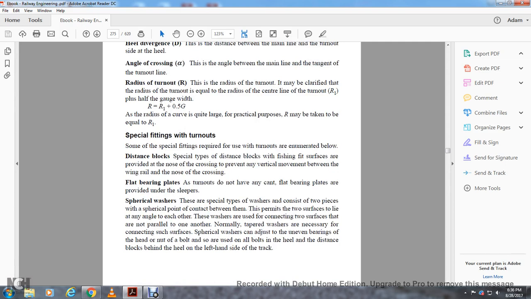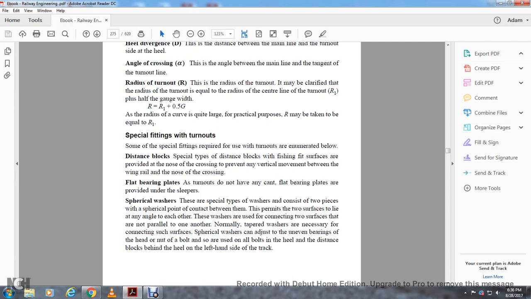Special fittings of the turnout. Some of the special fittings required for the use of turnouts are enumerated below. The distance blocks: special type of distance blocks fitted with the surfaces that are provided with the nose of the crossing, to prevent vertical movement between the wing rail and the nose of the crossing. Flat bearing plates of the turnout do not have any cant. The flat bearing plates are provided under the sleepers.